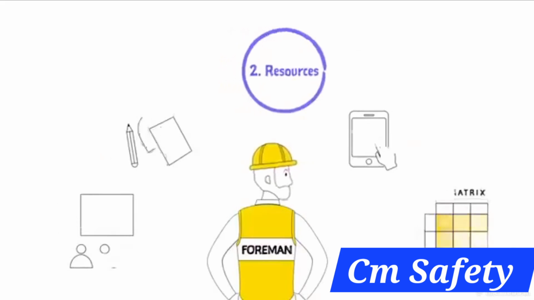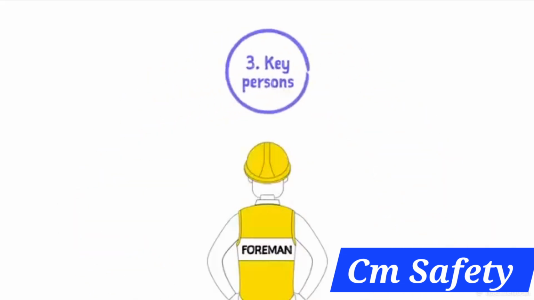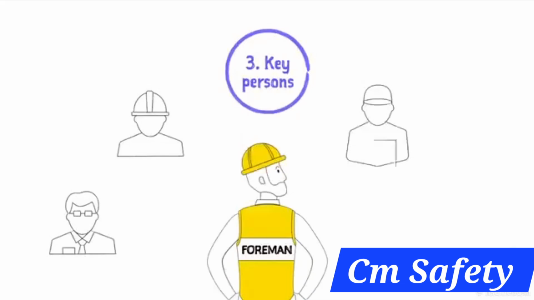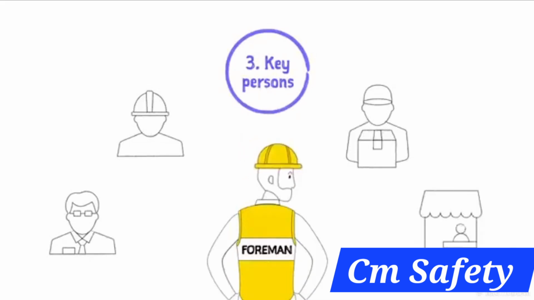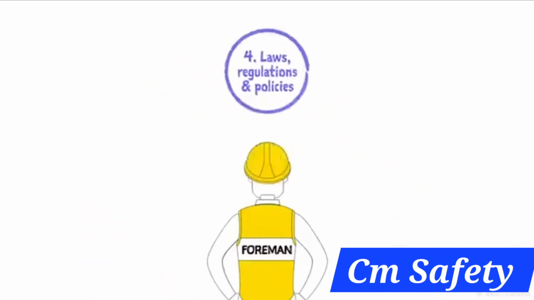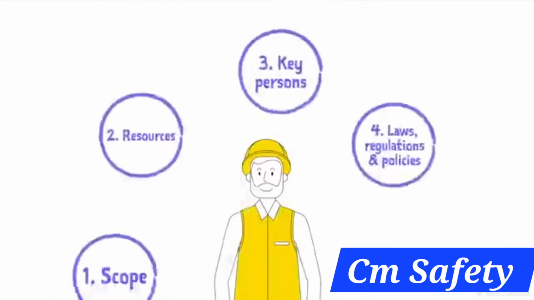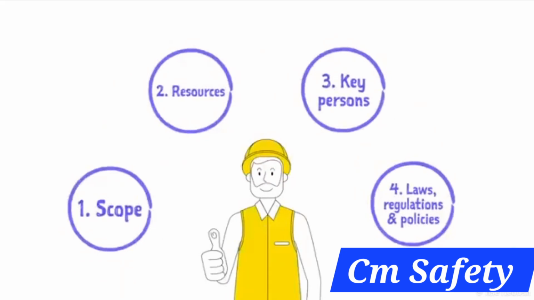assessment? Third, key persons. Have you identified the personnel involved in your risk assessment planning and implementation? This can be the managers, supervisors, workers, vendors, or suppliers. Fourth, laws, regulations, and internal policies. Non-compliance could lead to hefty fines and other offenses that can spell trouble for your operation. By determining these 4 elements, you can create a solid foundation for an effective risk assessment.